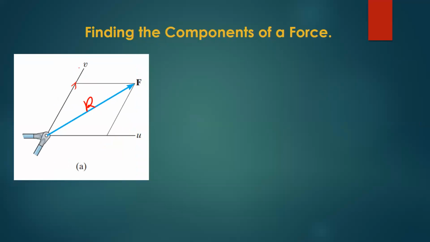Let's say this is F, meaning the component in the direction of V will be called FV. The component in the direction of U will be called FU. So how do you find these components? It's simple and straightforward as long as you have understood the concept that I'm going to teach you.